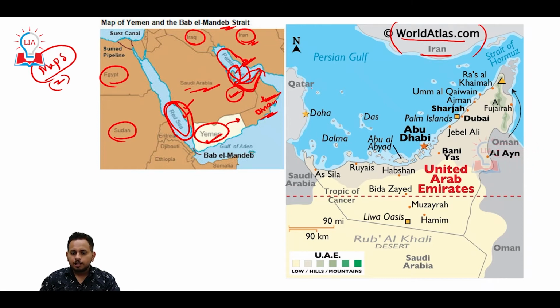What are the things that we need to know when it comes to this particular map? One is know the location of Persian Gulf. Qatar, the capital is Doha.